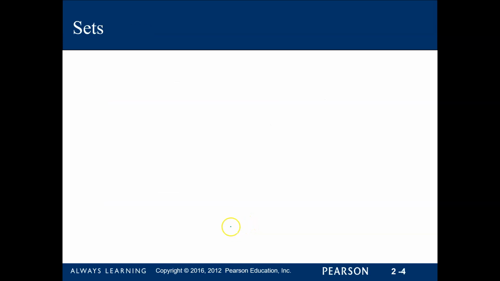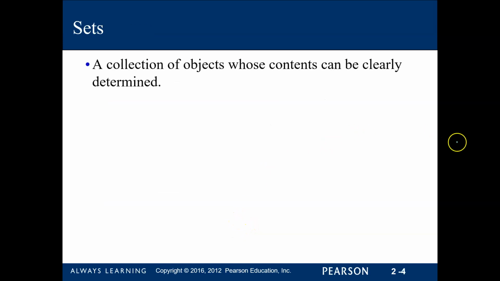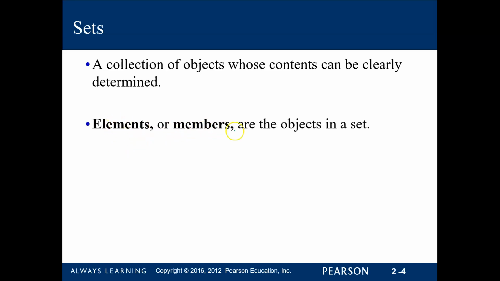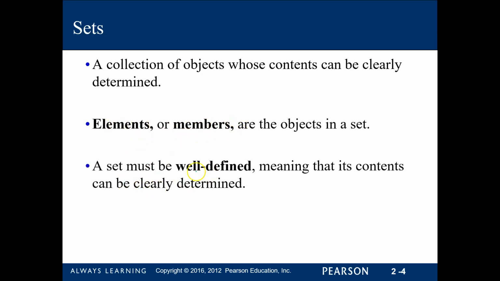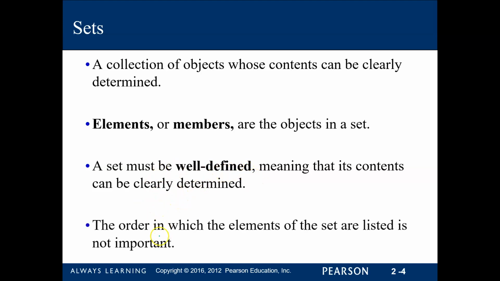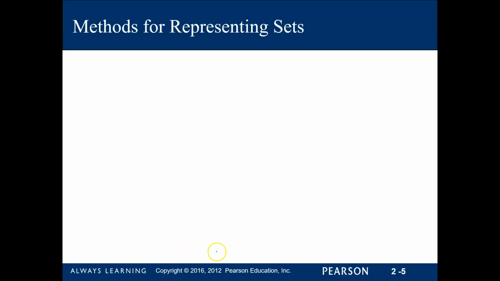So before we start, what is a set? Okay, a set is a collection of objects whose contents can be clearly determined. Now, each of those objects are what we call the elements. Now, the set must be well defined, meaning its contents can be clearly determined, and the order in which the elements are written in the set does not really matter. So, for example, if you have the set A, B, C, D, it's just the same set as C, D, B, A. All right? So the order of the elements does not really matter.